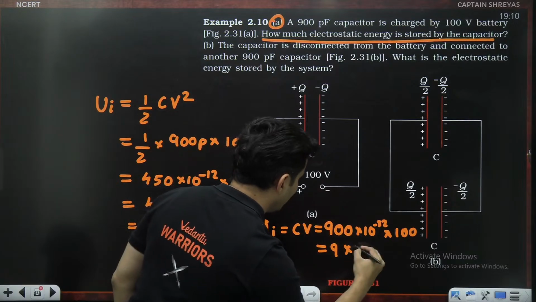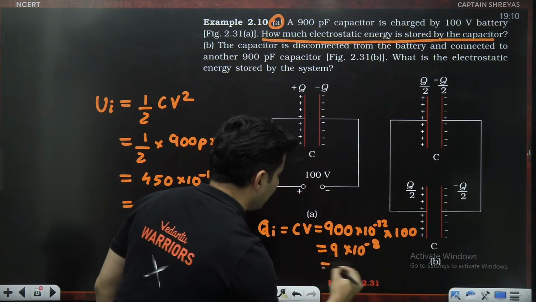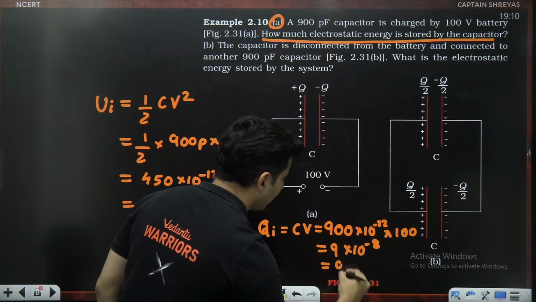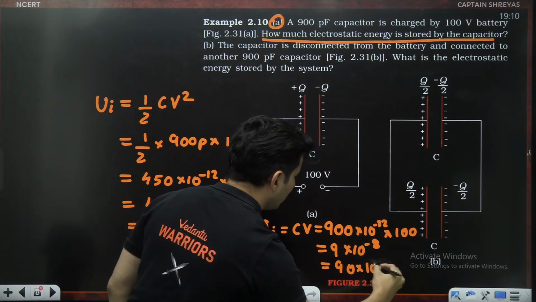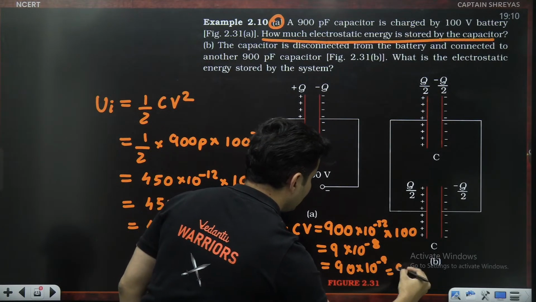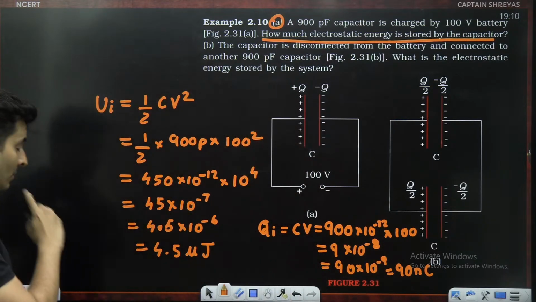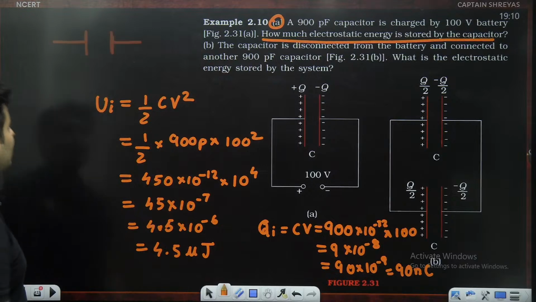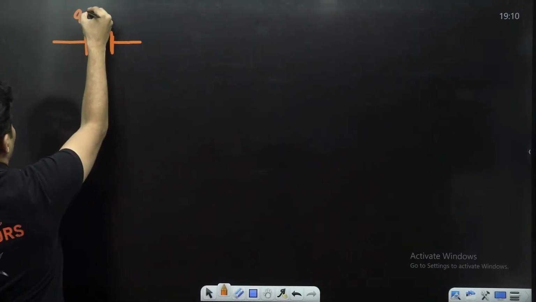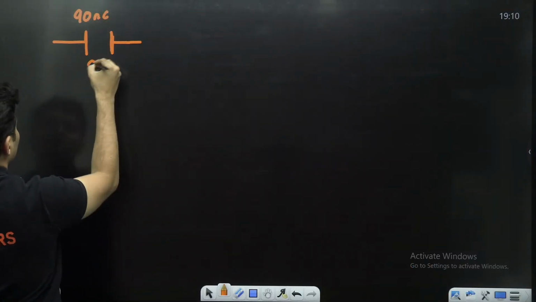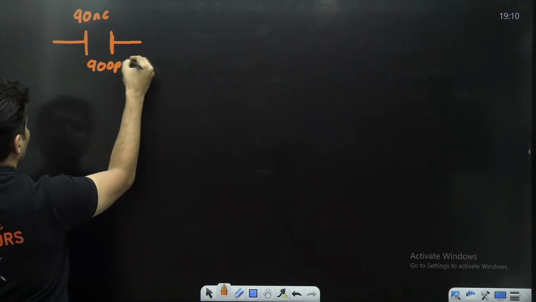This is 9 into 10 to the power minus 8. I can write it as 90 into 10 to the power minus 9. So that's why 90 into 10 to the power minus 9. This is nothing but 90 nanocoulombs. That is what I have written down now. Now, this 90 nanocoulombs was there on the 900 picofarad capacitor.